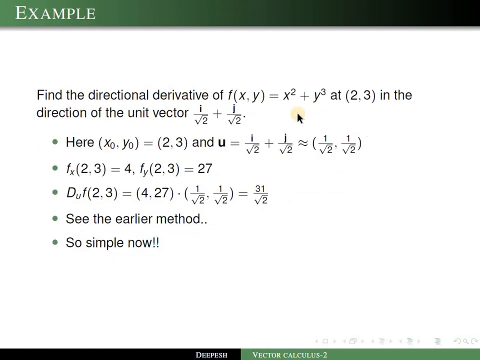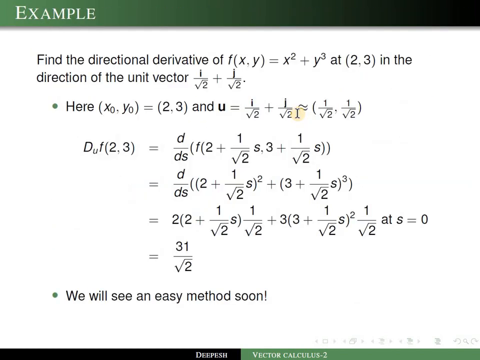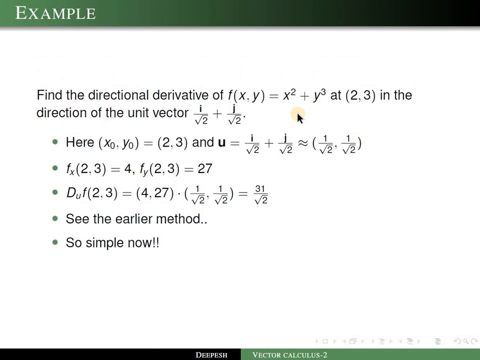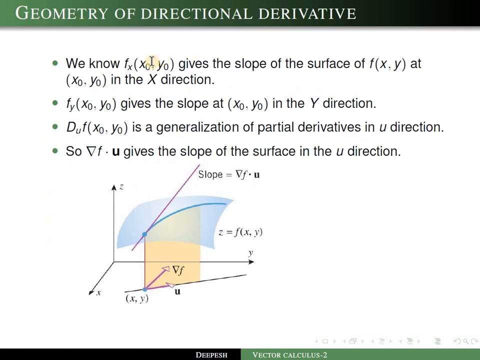Okay, and the same problem which we evaluated using the definition has been evaluated here. But in order to apply this method, you must remember that the function should have continuous partial derivatives. Now we have seen that fx at x naught y naught gives the slope of the surface in the x direction, and fy at x naught y naught gives the slope of the surface at the point x naught y naught in the y direction.